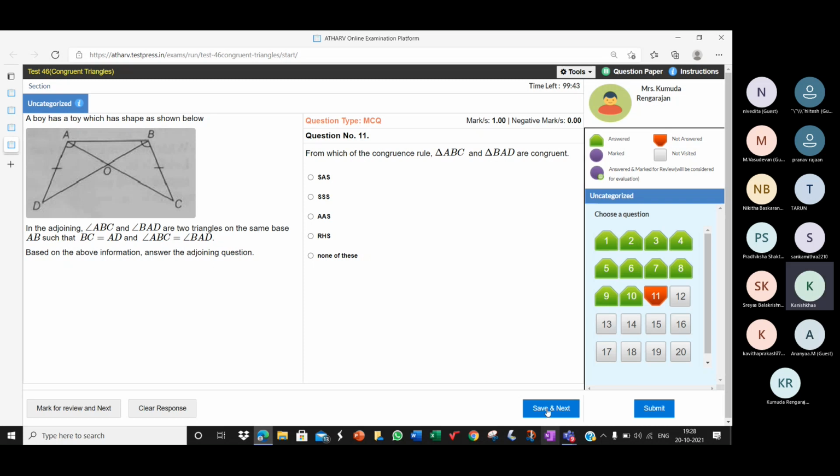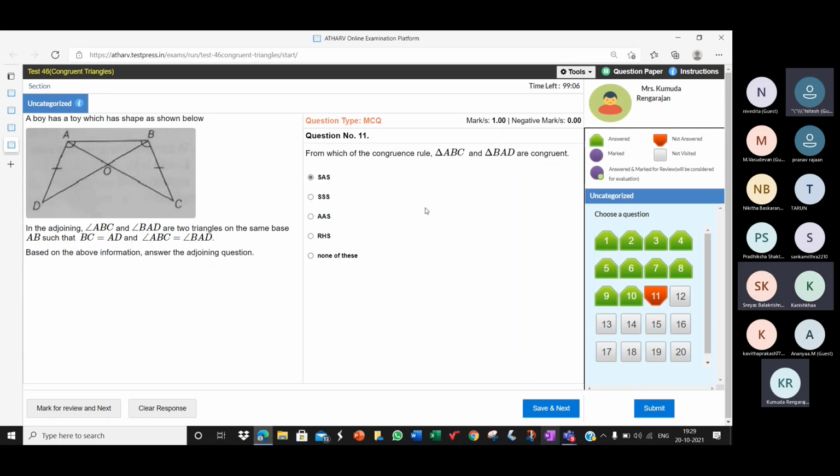Through SAS congruence rule, ma'am. From which of the congruence rules are triangles ABC and BAD congruent? Yes. Can you list the equalities?